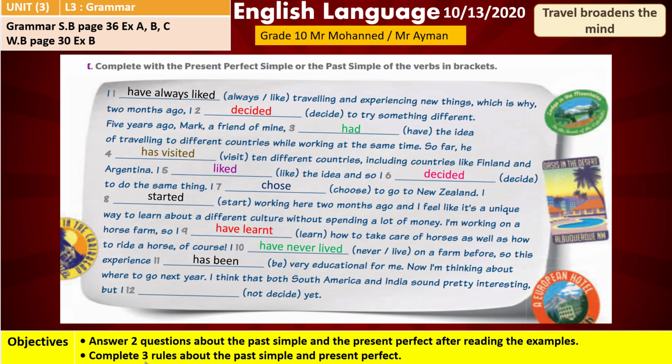12. Now I'm thinking about where to go next year. I think that both South America and India sound pretty interesting, but I yet. So when we use yet in a statement, we only say it using the present perfect. Yes, haven't decided.